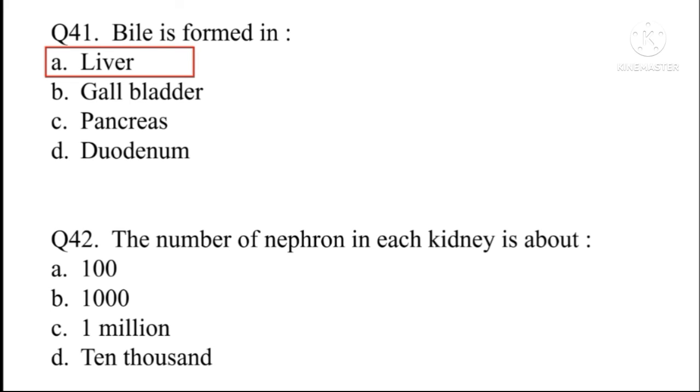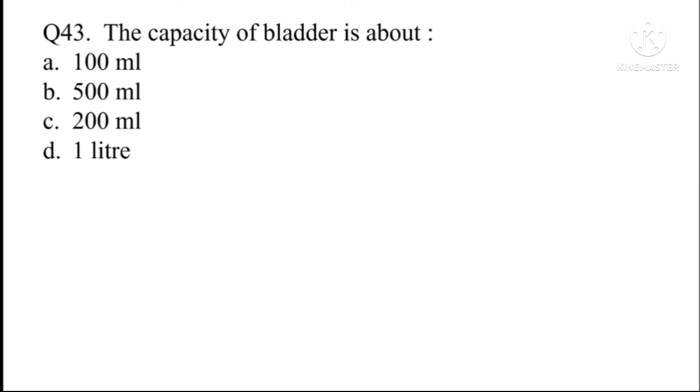Next question, the number of nephron in each kidney is about. Options are option A, 100, option B, 1000, option C, 1 million, option D, 10,000. So its correct answer is option C, 1 million. Next question, the capacity of bladder is about. Options given are option A, 100 ml, option B, 500 ml, option C, 200 ml, and option D, 1 liter. So its correct answer is option B, 500 ml.